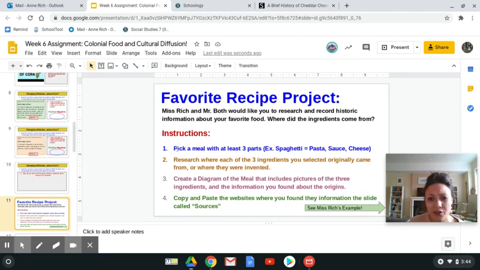We would like you to first pick a meal that has at least 3 parts. Make sure that there are at least 3 ingredients in this particular meal. You're going to research where each of these 3 ingredients you selected originally came from or where they were invented. Then you're going to create a diagram of the meal that includes pictures of the 3 ingredients and the information you found out about where they came from or about the origins. We'd also like you, last but not least, to copy and paste the websites where you got this information on the slide called sources. Let's jump in to my example.